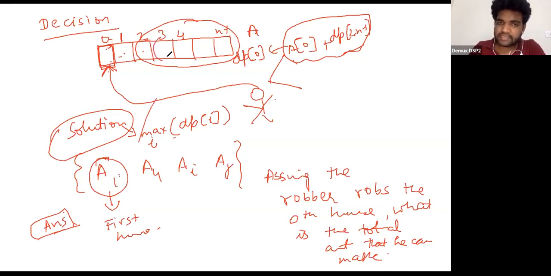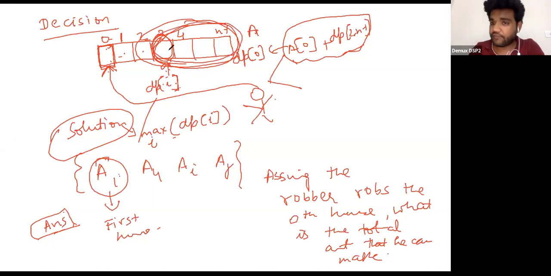So let's say this is the first house that he robs. So if this is the first house that he robs, then dp of I is basically giving me the total money that he can make, assuming he is robbing the ith house. Total money that he can make from this, assuming that he is robbing the ith house. Right? So won't dp of I be the answer if house number I is the first house that he is robbing? Did you get this? How many of you understood this?